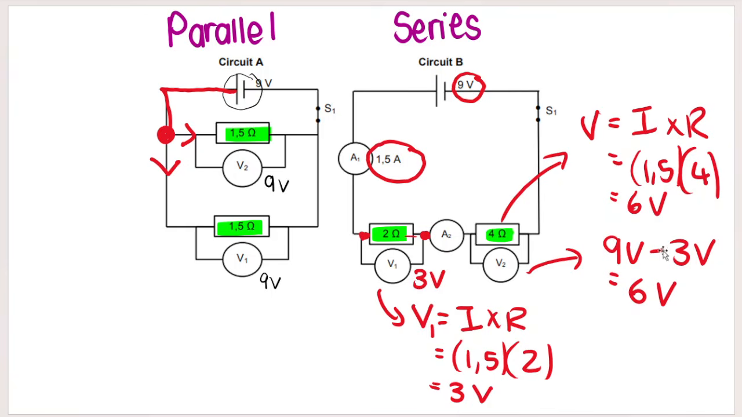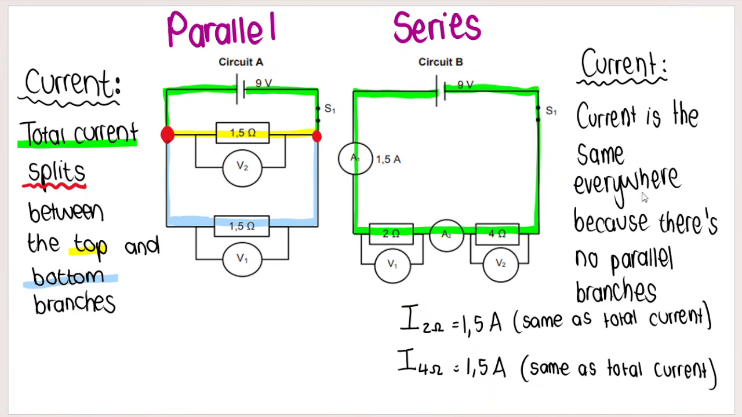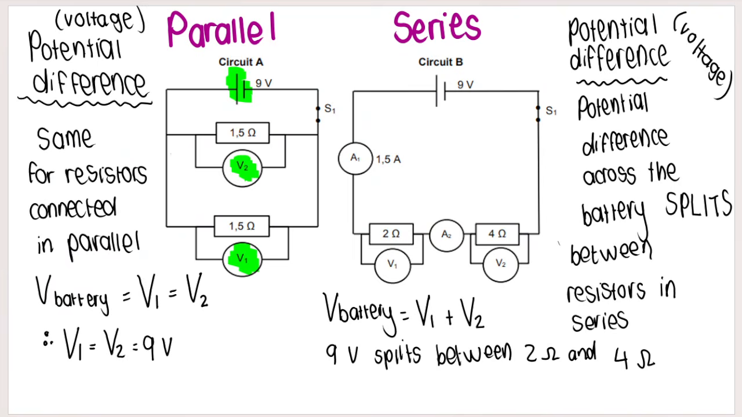So these are simple circuits because this one only consists of parallel connections, and this one only consists of series connections. What you'll get in the exam is most likely a circuit that consists of both. But you need to understand the rules that apply for both cases. So here's a summary of what happens to current. Here's a summary of what happens to potential difference or voltage.